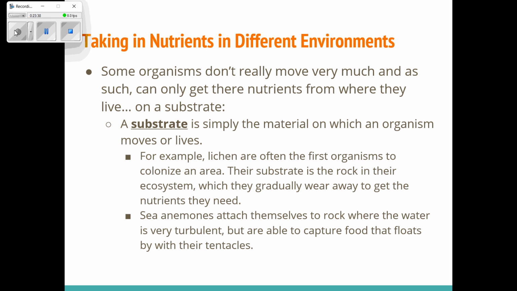For the last slide, let's look at some organisms that don't move much, and as such they can only get nutrients from where they live on a substrate. Substrate is simply the material on which an organism moves or lives. For example, lichen are often the first organisms to colonize an area. Their substrate is the rock in their ecosystem, which they gradually wear away to get the nutrients they need. Sea anemones attach themselves to rock where the water is very turbulent, but are able to capture food that floats by with their tentacles.